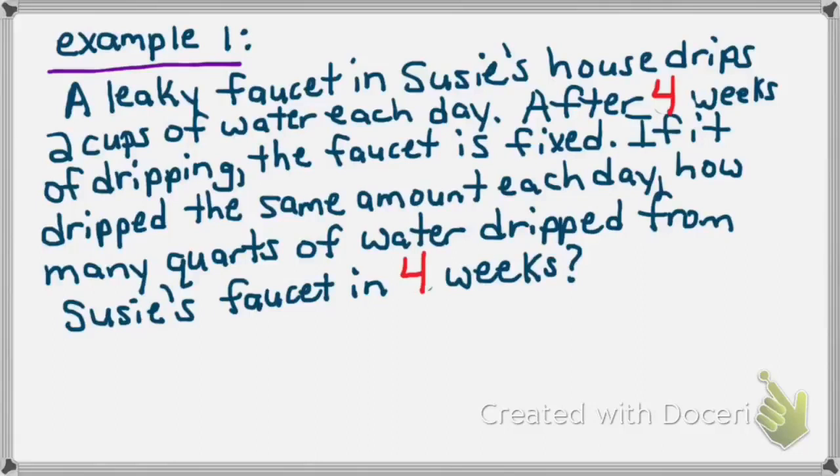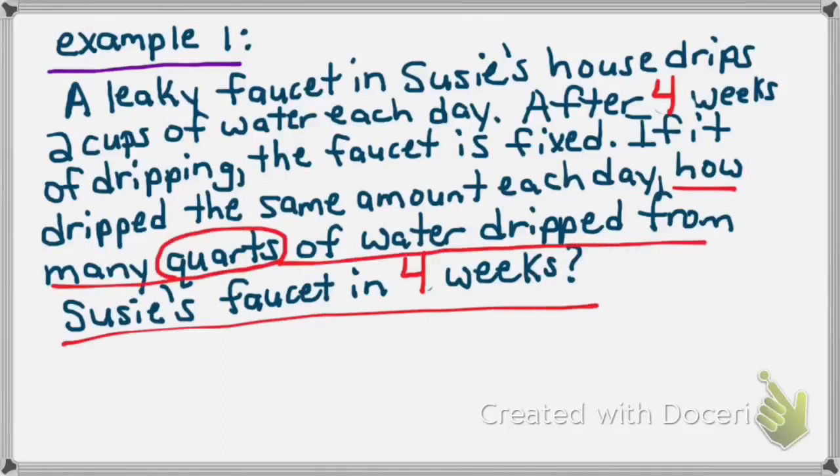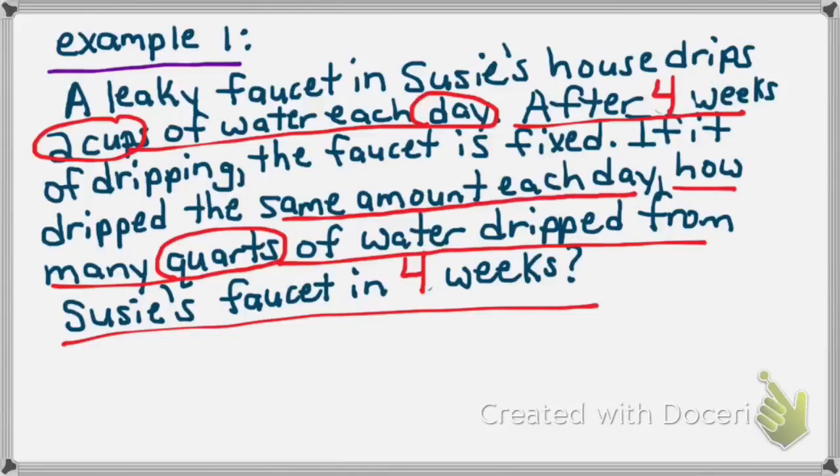So we're going to solve this problem a very similar way. We want to know how many quarts of water dripped from Susie's faucet in 4 weeks. We know that 2 cups dripped each day, and after 4 weeks of dripping, the faucet was fixed, so it stopped then, and it had dripped the same amount each day. So first we're going to do part A like we did before, but we have 2 cups per day times 4 weeks. Well, there's 7 days in 1 week, so 7 times 4 equals 28.